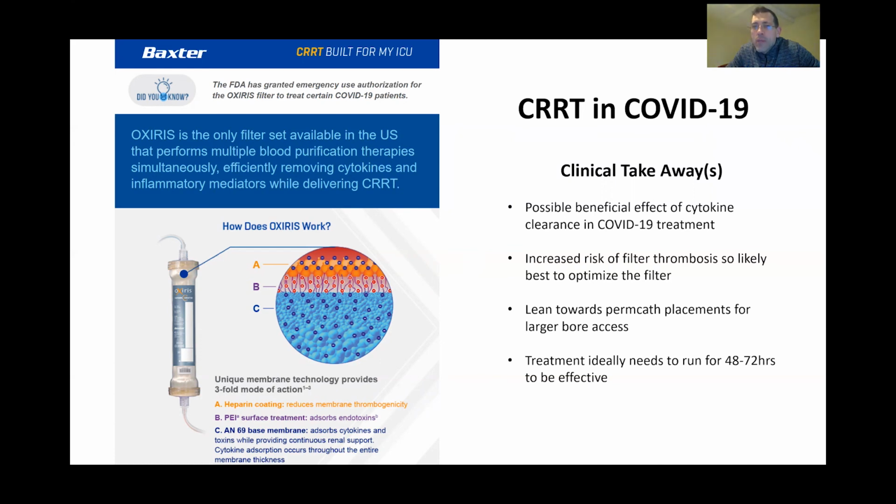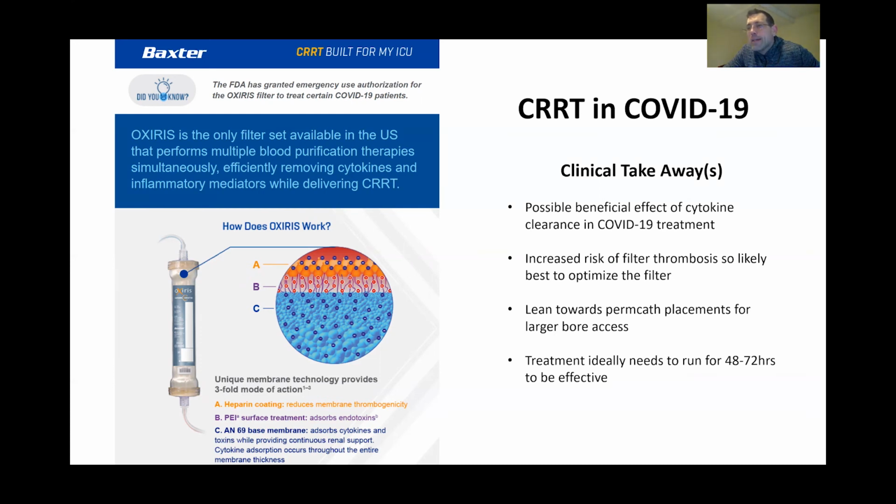And it appears as if we needed a better filter. And so Baxter here came out with a better filter that lasts longer, that's more effective at removing cytokines. Again, think of that interleukin-6, bringing that back into regulation, as well as maybe being able to tolerate some of the microthrombi better. So what are some of our clinical takeaways? Well, this could have possible beneficial effect of cytokine clearance in COVID-19. You could have increased risk of filter thrombosis, so likely best to optimize the filter with this particular filter device.